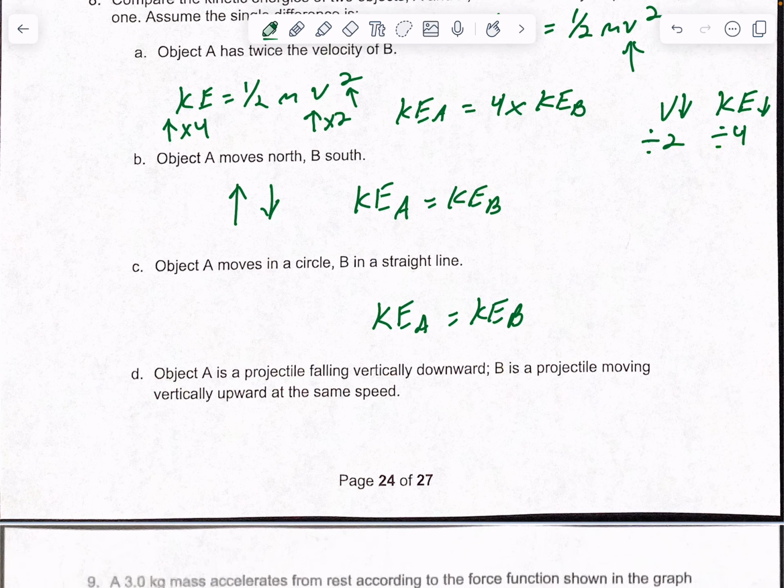And the last one, object A is a projectile falling downward, and projectile B is moving vertically upward at the same speed. Key thing there is same speed. If they have the same speed, then they have the same kinetic energy. So KE_A equals KE_B. So the takeaway from there is direction doesn't matter. Direction is not going to change kinetic energy. But if you change mass or velocity, that will affect kinetic energy.